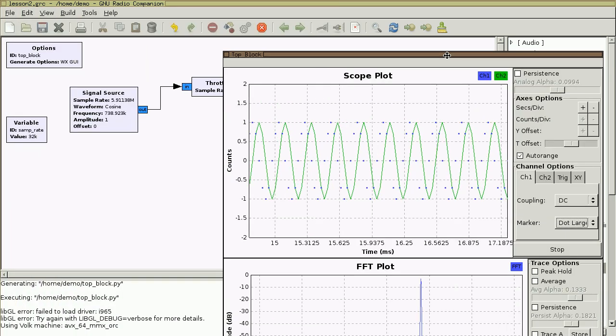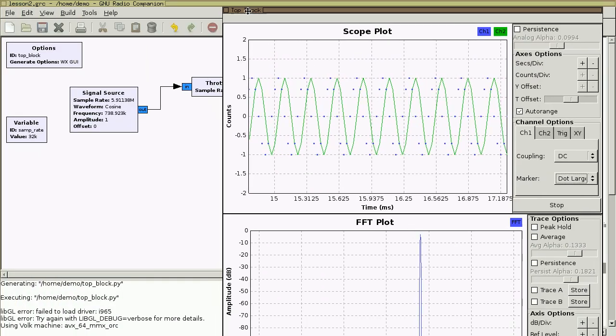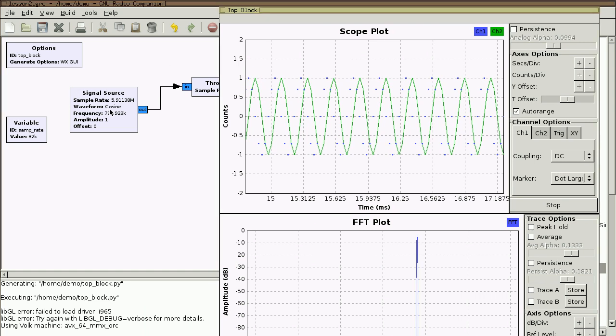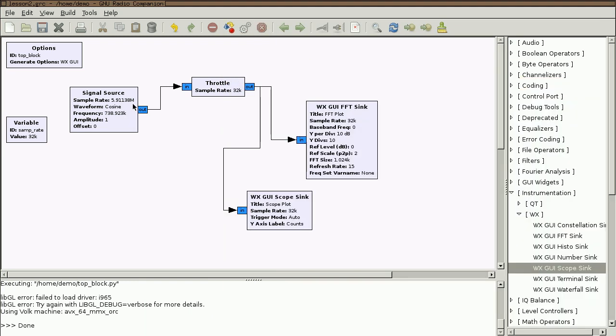Isn't that interesting? And the reason it does is because all that matters to the signal source is the ratio of sample rate to frequency. And that tells us a little bit about what this sample rate configuration means to the signal source. We know what it means to the throttle block. What it means to the throttle block is that's the real-time rate that this flow graph should run.